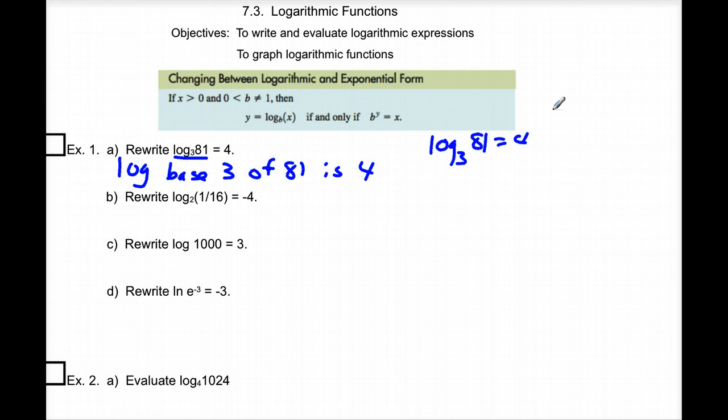I liken this to building a house. I've got logs, so I'm going to build a house. Every good house needs a base. The base of this house is 3. So I start with a base. Then I go get the roof, go to Menards or something. That's up high, that's my power, the exponent, 3 to the fourth. And then that looks like my neighbor's house, which is 81. 3 to the fourth is 81. True statement. Okay? That's how logs work.